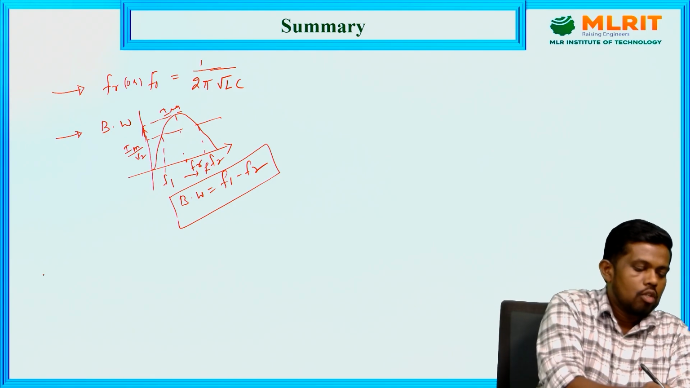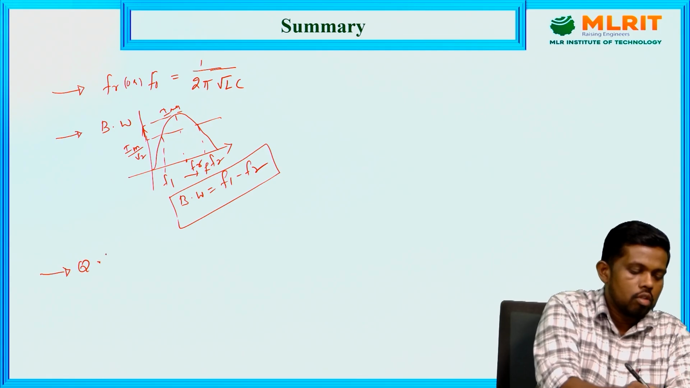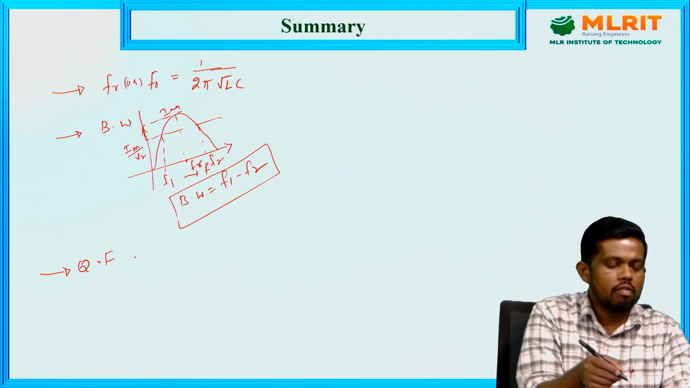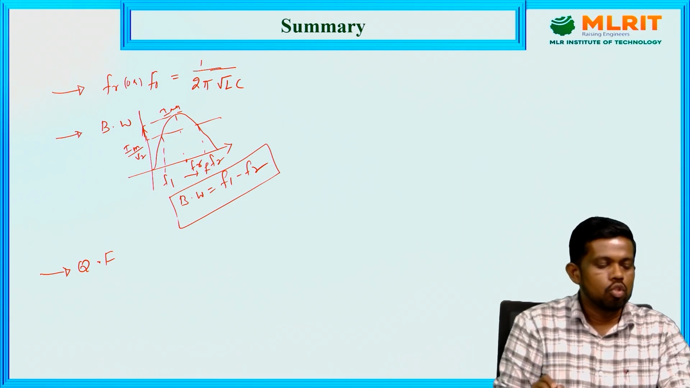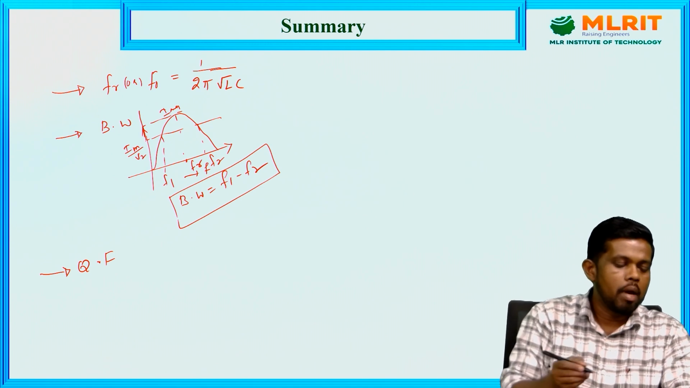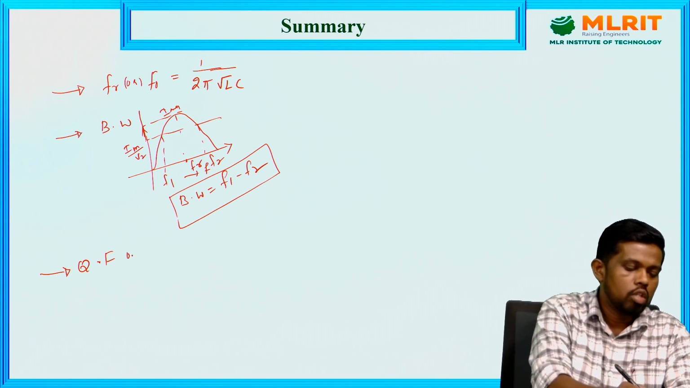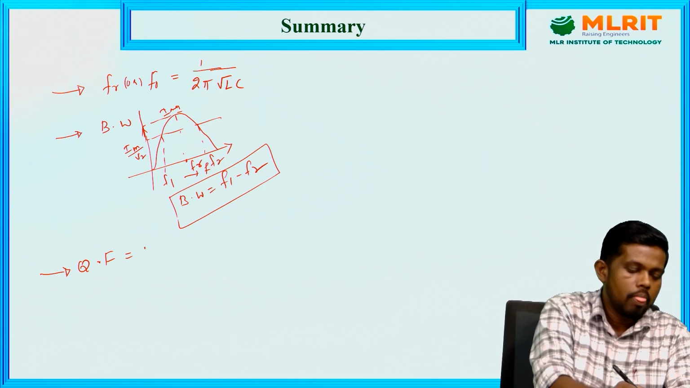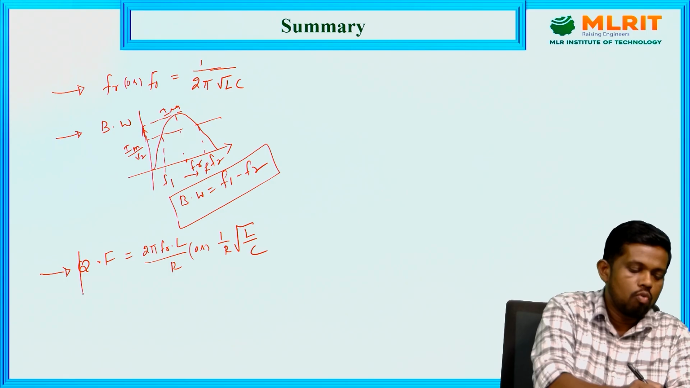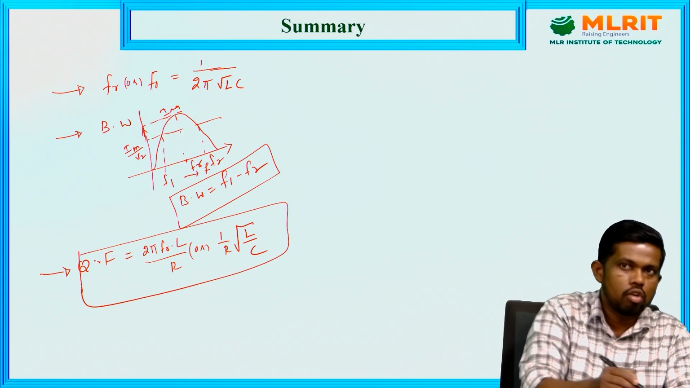Then we also derived the quality factor, whose other name is the voltage magnification factor. The voltage magnification factor is the ratio of the voltage across the inductor or capacitor to the applied voltage. That value is equal to 2 pi FR into L upon R, or otherwise 1 by R root over LC. This is the quality factor of the network under the resonance condition.